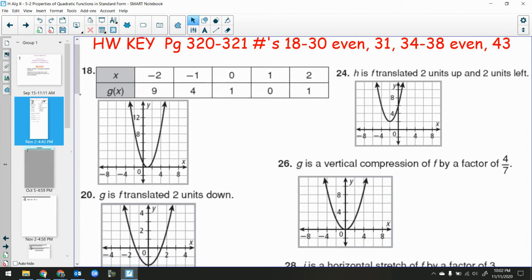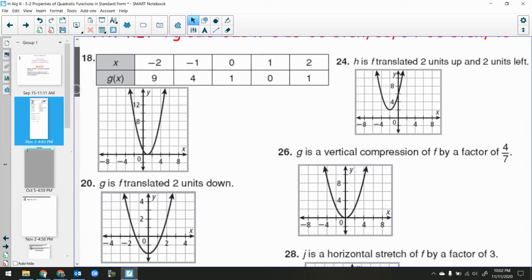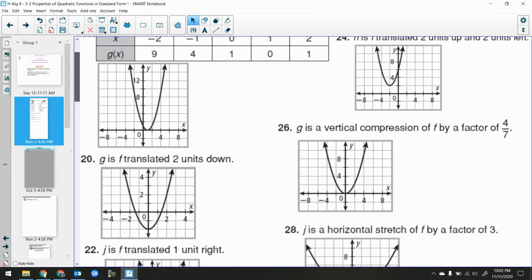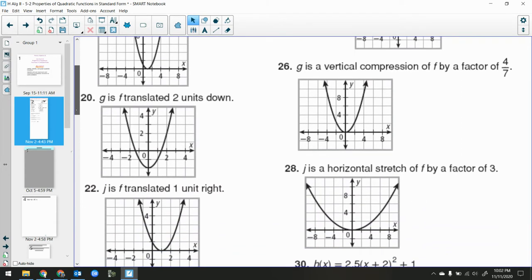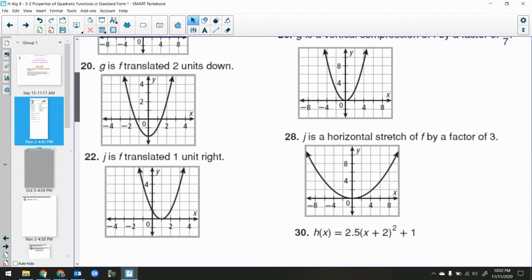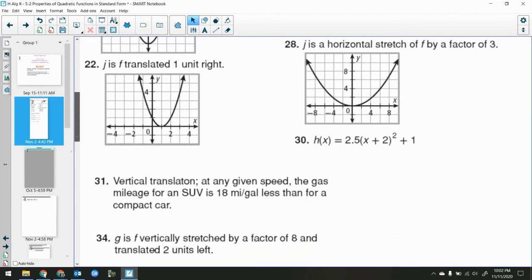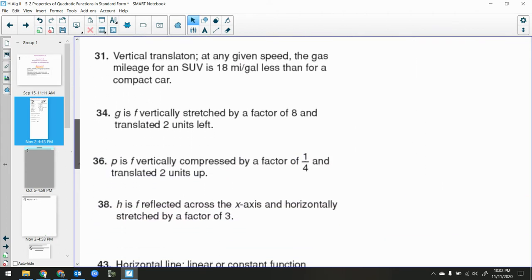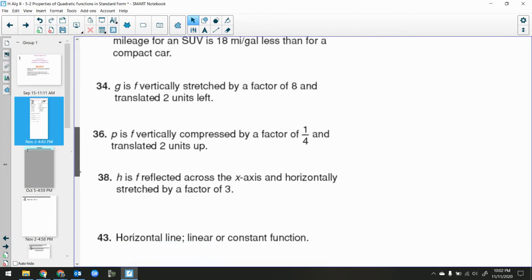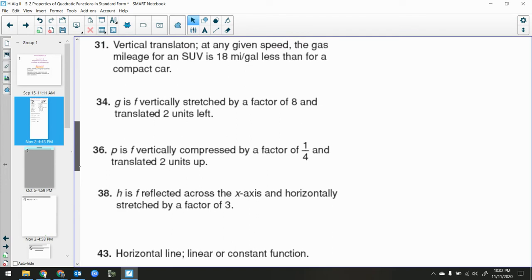Make sure you're correcting any work that you need to. Just going to scroll through. Pause where you need to. Just check your work. Okay, and then there's 43.